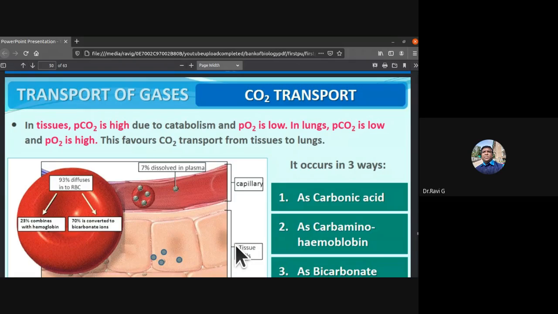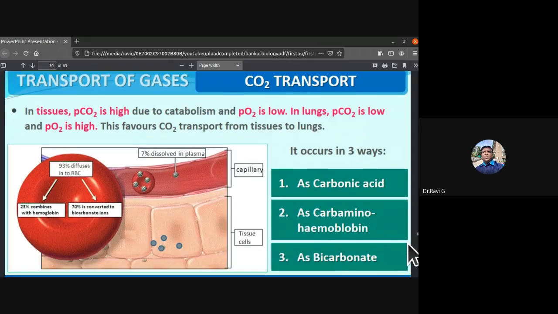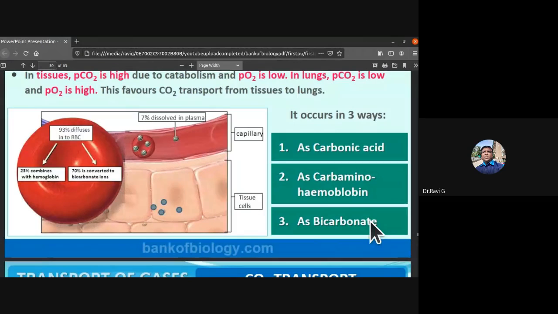The carbon dioxide transport from tissues to lungs occurs in three ways: as carbonic acid, that is H2CO3, as carbaminohemoglobin, and as bicarbonate. There is a spelling mistake here. It should be G, as carbamino hemoglobin, and as bicarbonate.